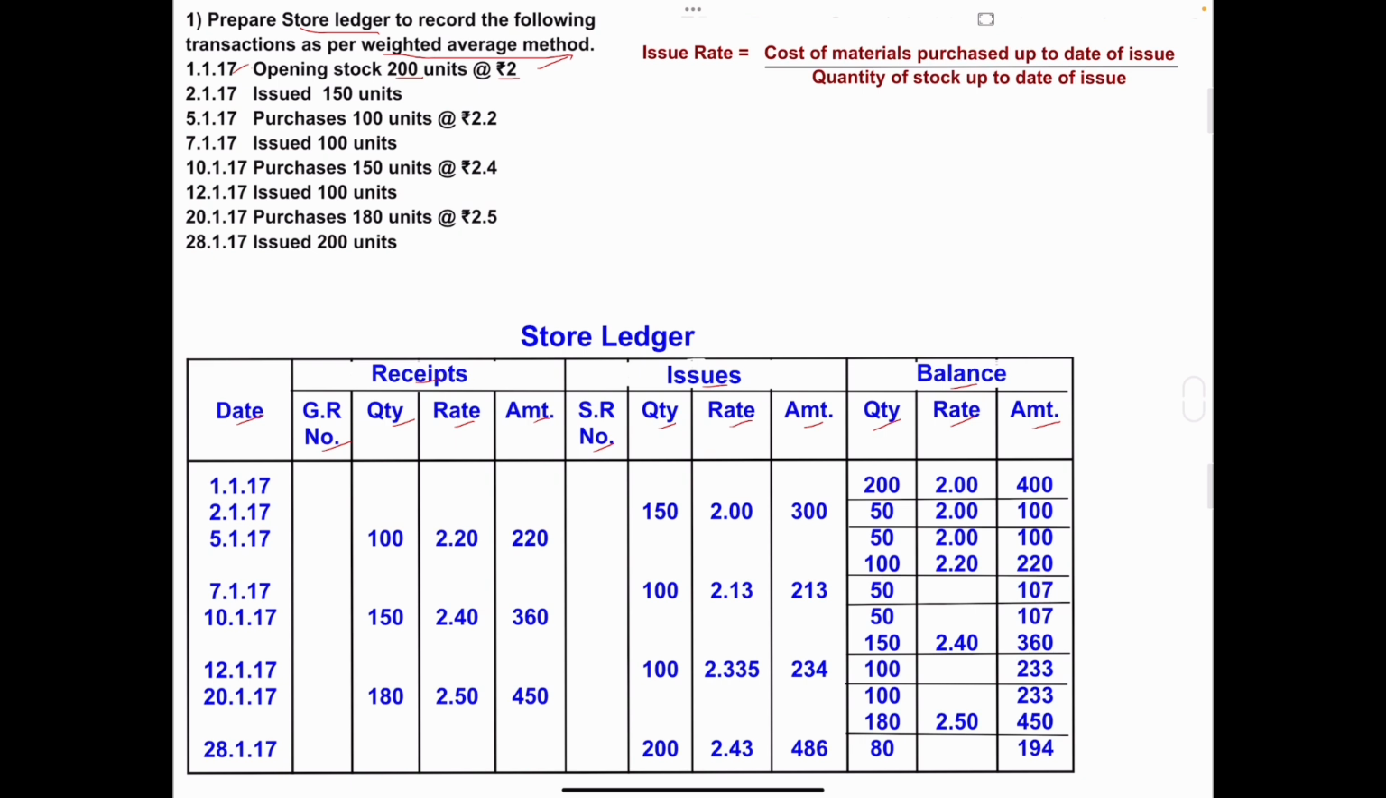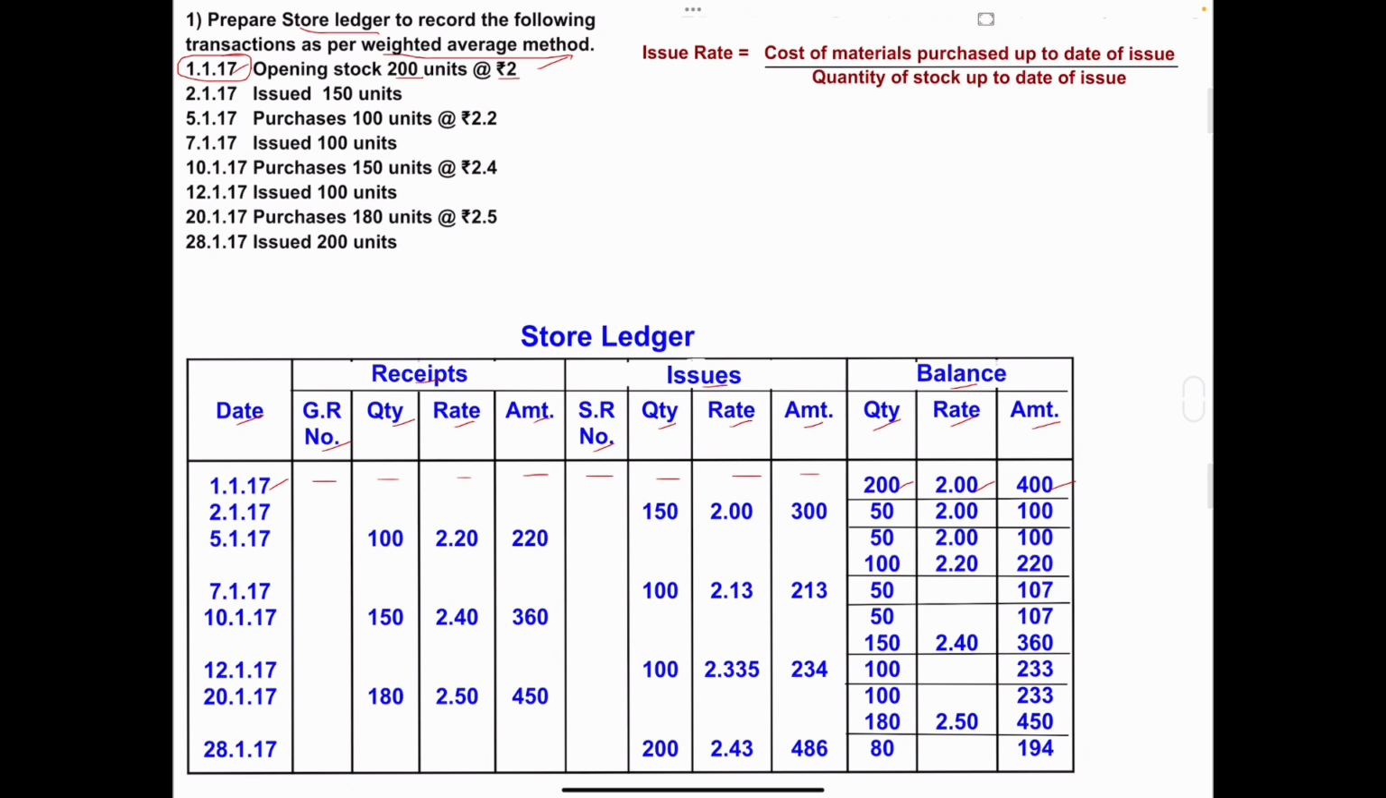First transaction is on 1st January 2017. That is opening stock of 200 units at rupees 2. Write in solution date 1st January. Receipts column nil. Issues column nil. And in balance write quantity 200 units. Rate per unit is rupees 2. 200 into 2, 400. And close this.